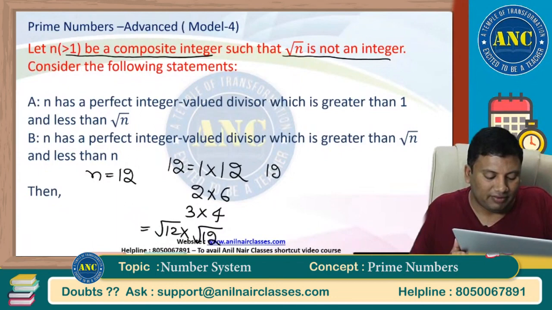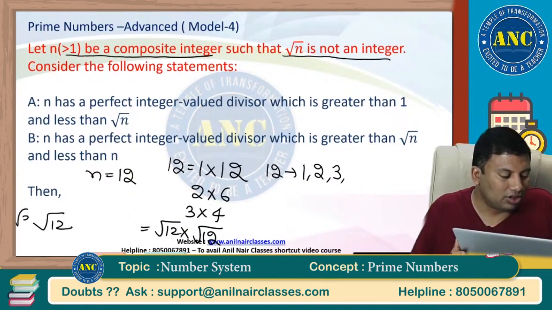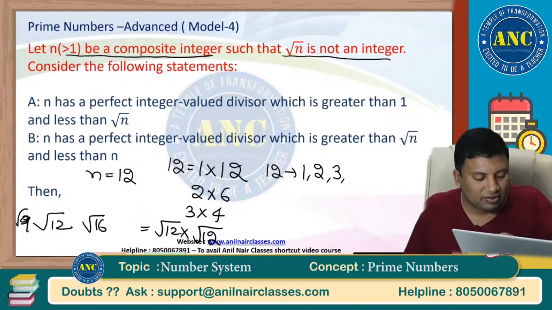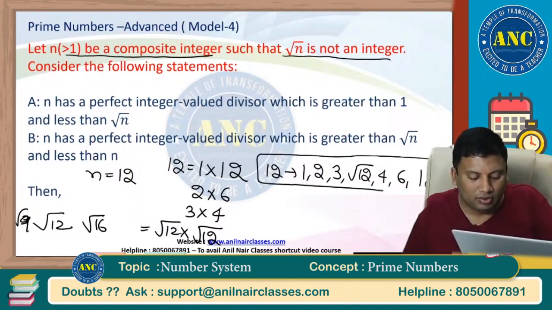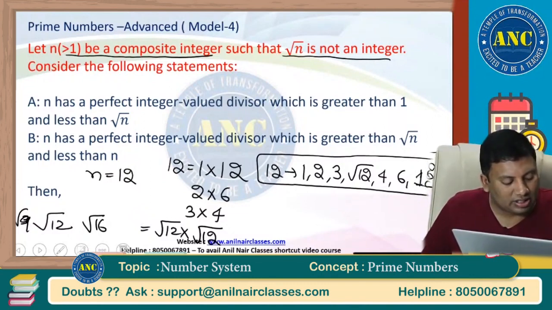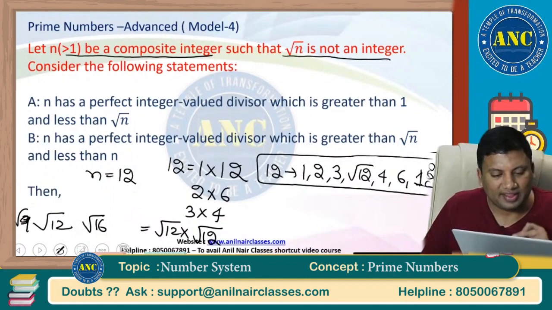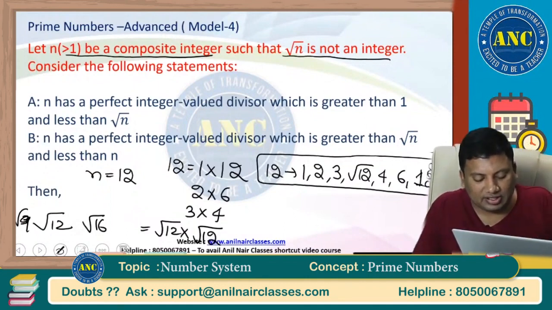So, if I write it like this, 1, 2, 3. Root 12 lies between root 9 and root 16. Root 9 is 3, root 16 is 4. So after 3 comes root 12, then 4, 6, 12. I am writing like this because it will be useful in my question. Now, n is a composite integer, I took n value as 12. So 12's factors are 1, 2, 3, 4, 6, 12. I just inserted root n.